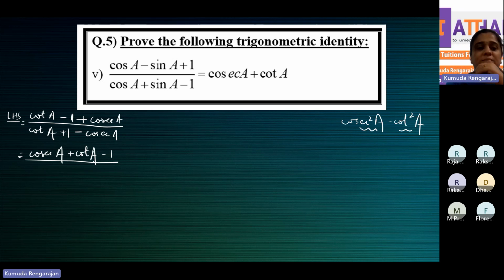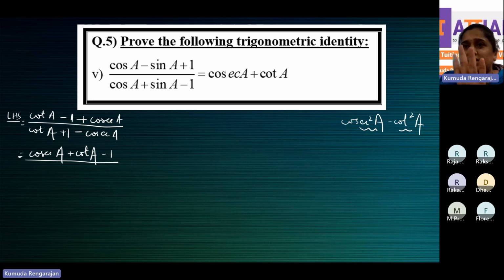Cosecant A plus cot A. Okay, so I'm writing cosecant first and then cot A minus 1. In the denominator, if you don't arrange, it's okay, you can have it as it is. It's important to arrange in the numerator, but even if you don't arrange, it's fine, it just makes it look clear. Even if you don't arrange, you can manage. Wherever there is 1, you can just replace that with cosecant square A minus cot square A.